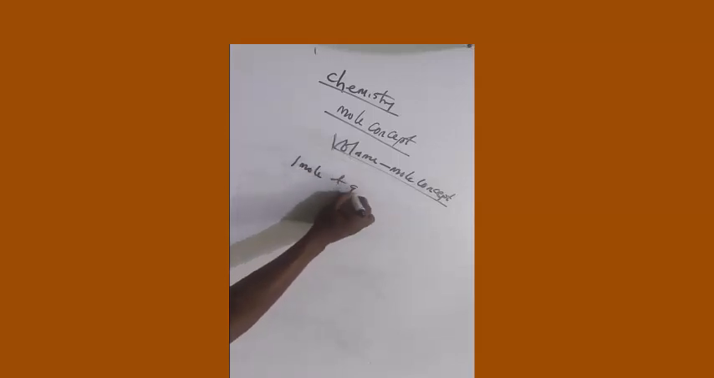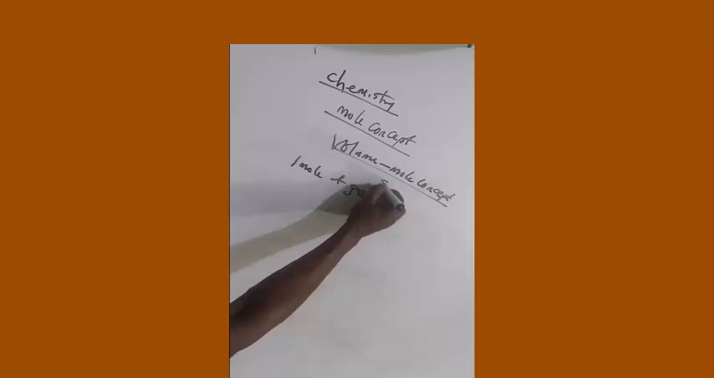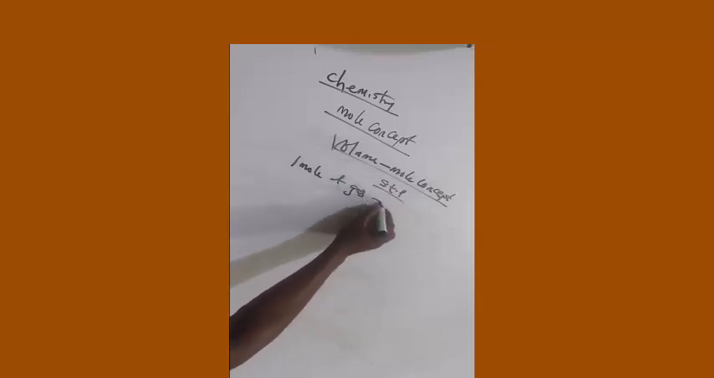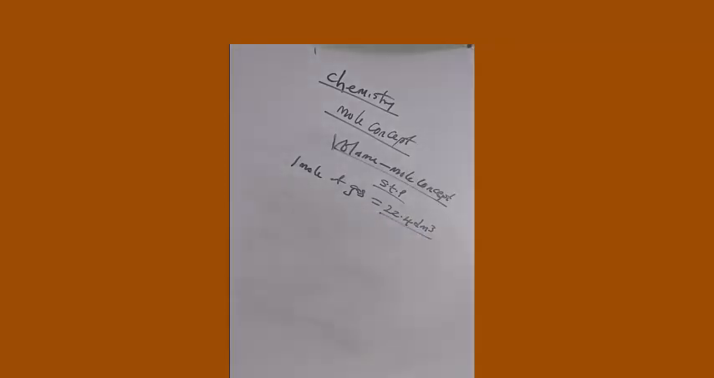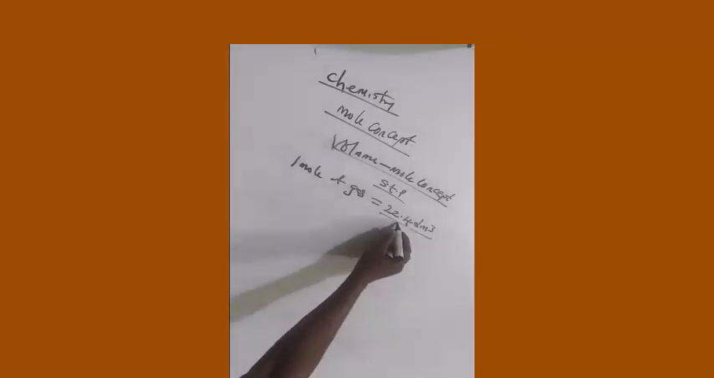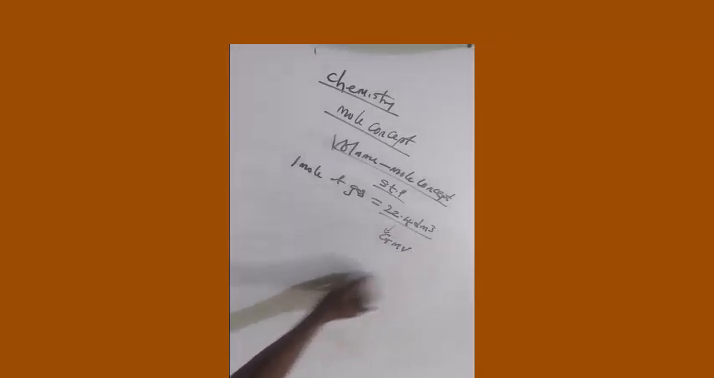We call this gas molar volume. 1 mole of any given gas at standard temperature and pressure is equal to 22.4 dm cube. We call this gas molar volume. So at standard temperature and pressure, a given mole of a gas is equal to 22.4 dm cube. That is gas molar volume of the gas.